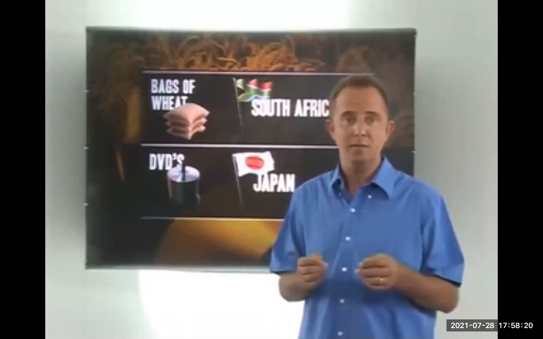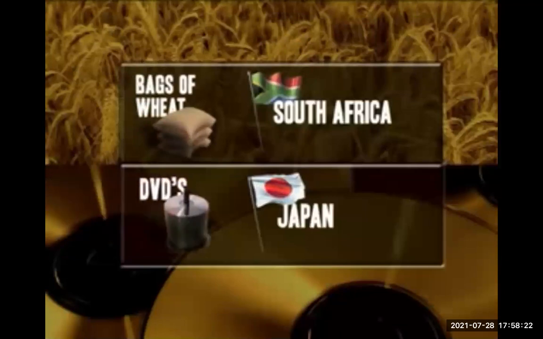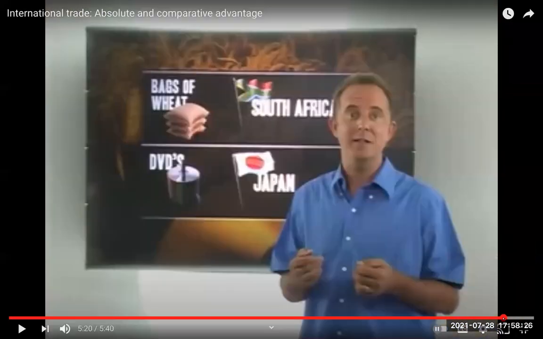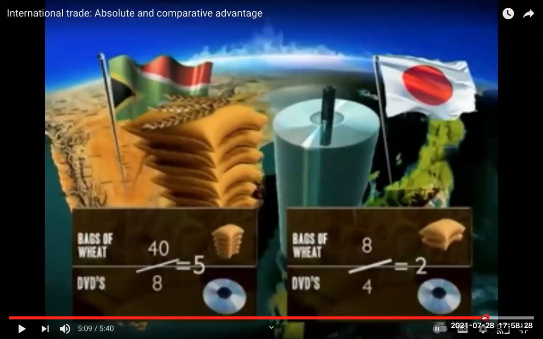And it also makes sense that South Africa should produce the wheat. And that's the theory of comparative advantage. Did we get that? I want you guys to understand. So what this is showing is that it's actually cheaper for Japan to make the DVDs because it only costs them 2 bags of wheat versus South Africa, where it is going to cost them 5 bags of wheat. So it's better for Japan to produce the DVDs, and the reverse is true.